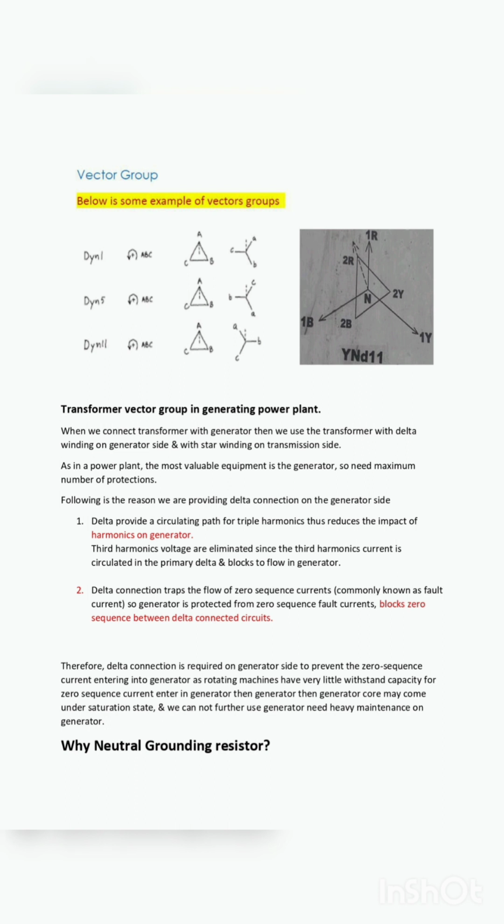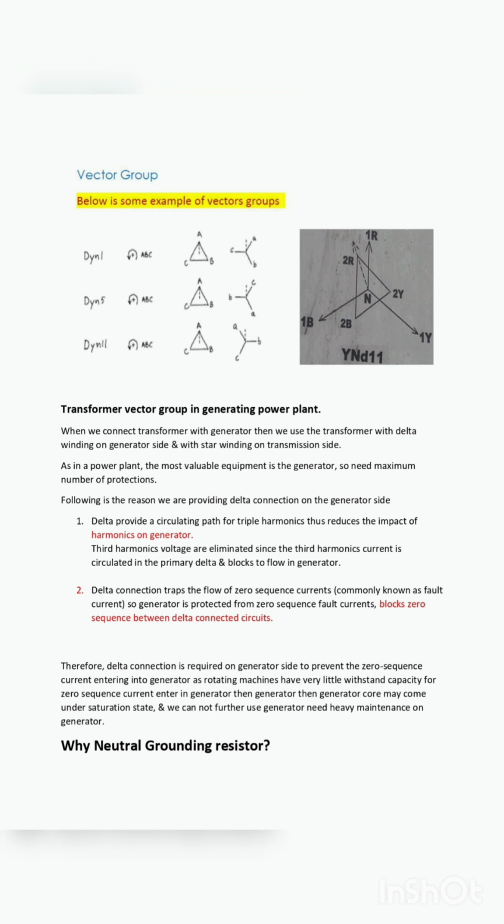1. Delta provides a circulating path for triple harmonics, thus reduces the impact of harmonics on the generator. Third harmonic voltages are eliminated since the third harmonic current is circulated in the primary delta and blocked from flowing in the generator. 2. Delta connection traps the flow of zero-sequence currents, commonly known as fault current, so the generator is protected from zero-sequence fault currents. It blocks zero-sequence between delta-connected circuits.